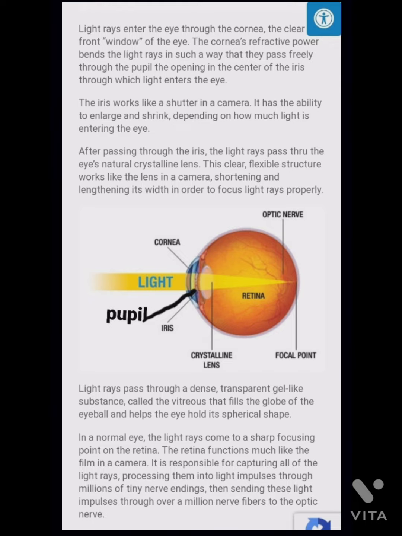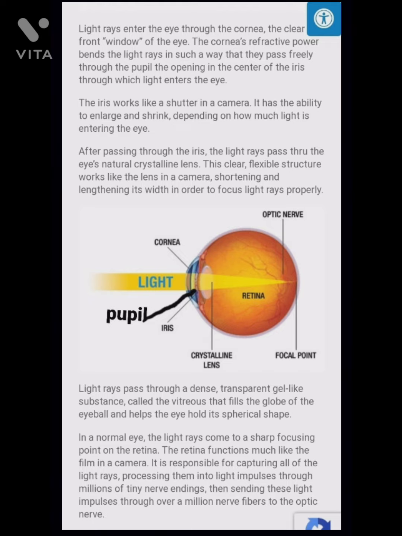Coming to the next part: अब जब light iris से pass हो चुकी है, it bends. The light rays pass through the eye's natural crystalline lens, the lens of our eye, the natural God-given lens. Like the lens in a camera, it shortens and lengthens its width in order to focus the light rays properly. ये lens भी expand and contract होता है to make the image correctly in our eye.